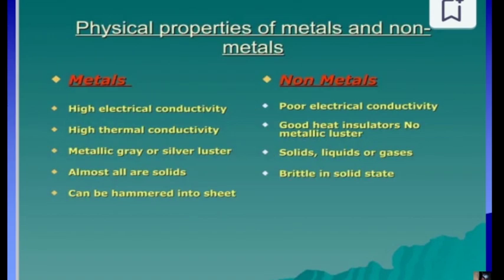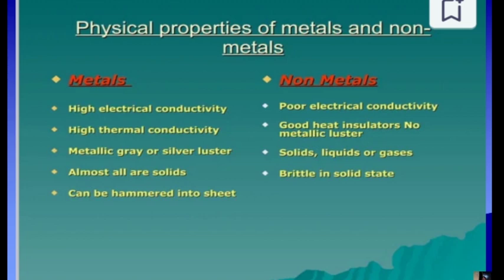Finally, let us discuss the differences between metals and non-metals. Metals have high electrical conductivity, while non-metals have poor electrical conductivity. Metals have high thermal conductivity, while non-metals are good insulators, which means low thermal conductivity. Metals are gray or exhibit silver luster, but non-metals do not do that.